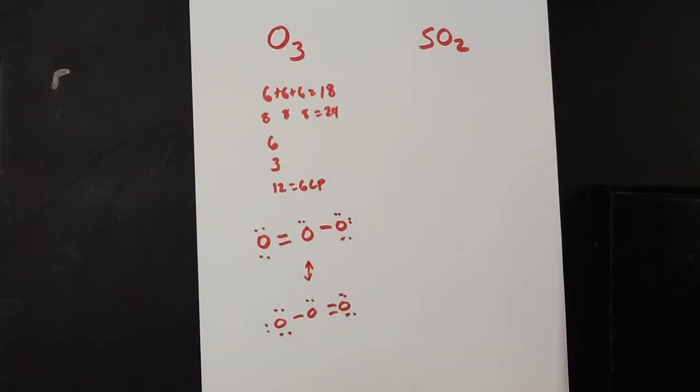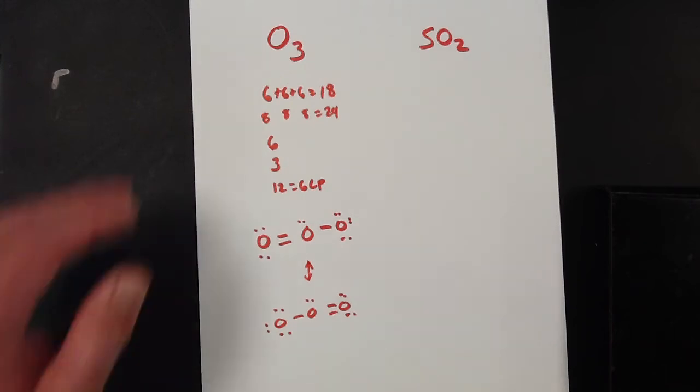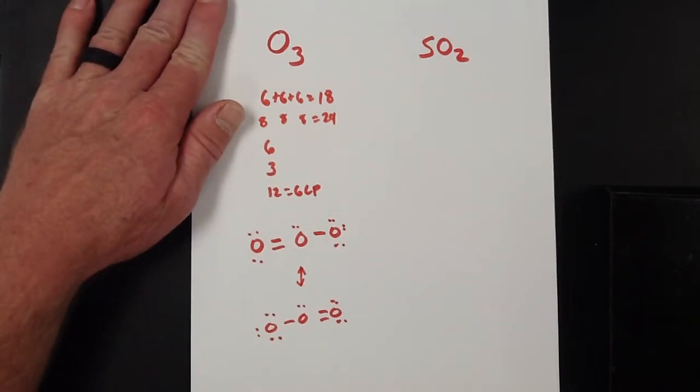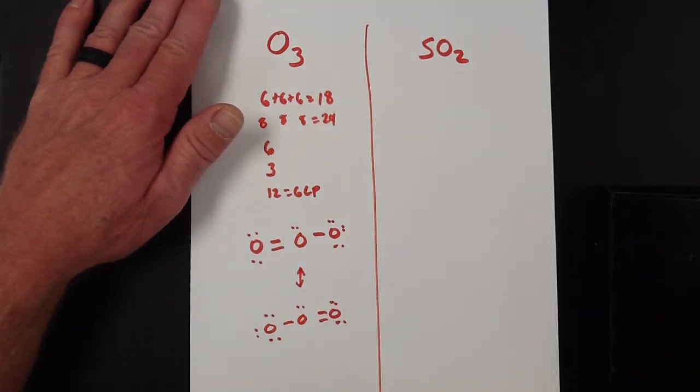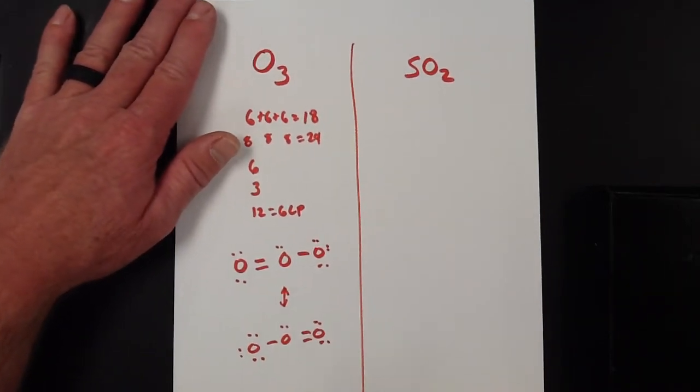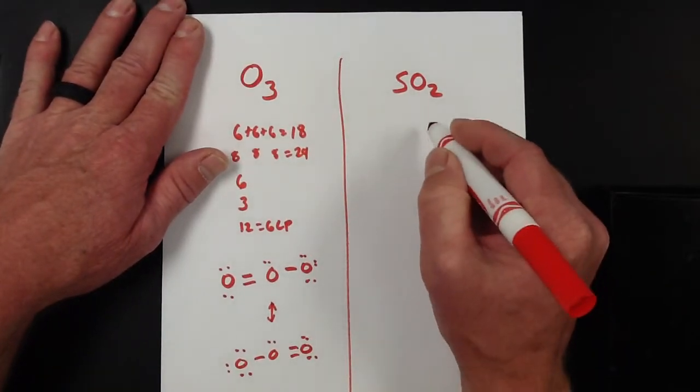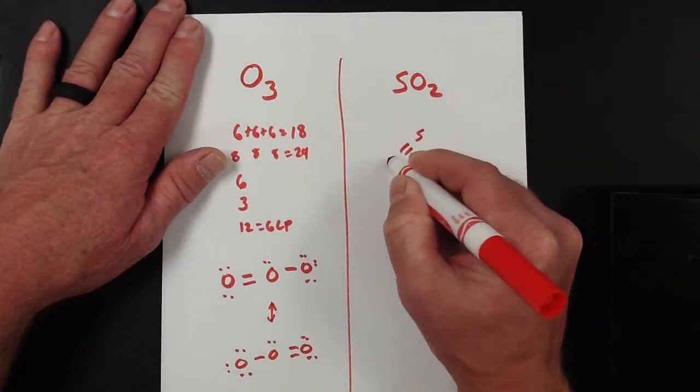And the geometry there, although I don't really reflect it in the drawing, is that it's a trigonal planar domain, an angular molecule with a slightly less than 120 degree bond angle. And for ozone, that is completely correct. If I do the exact same process, I'll get a very, very similar structure with regard to SO2.